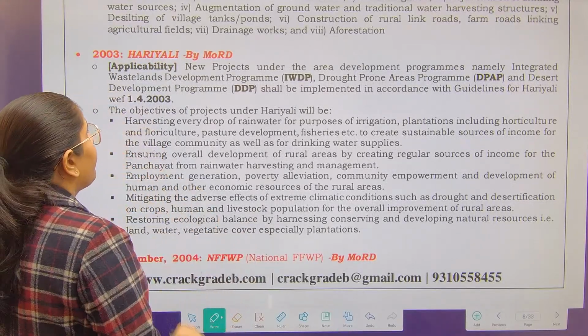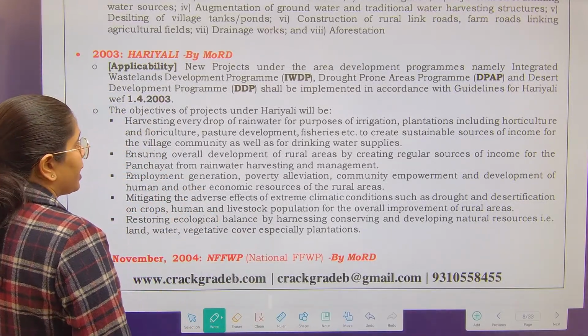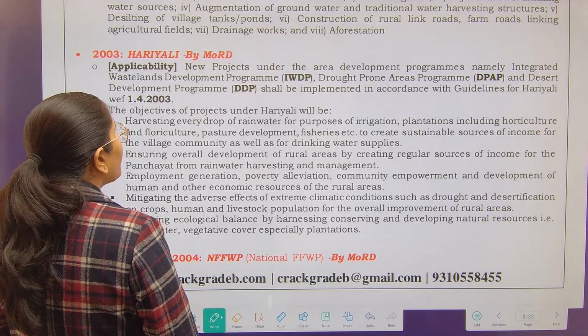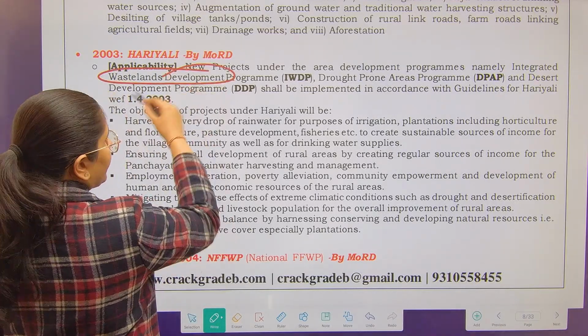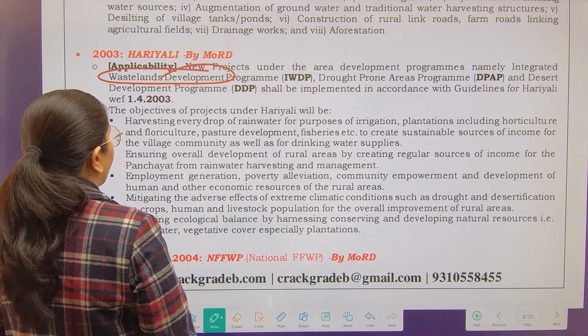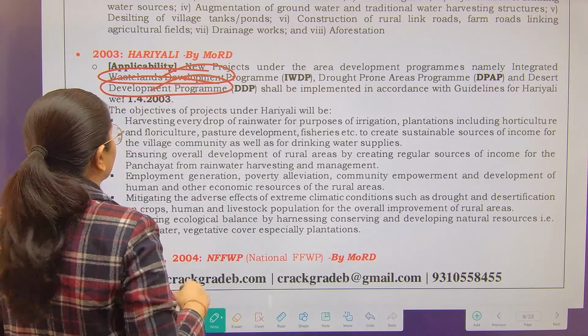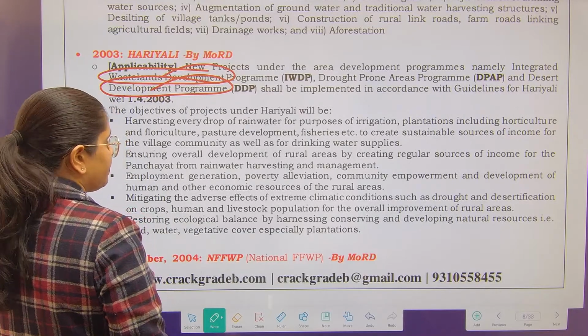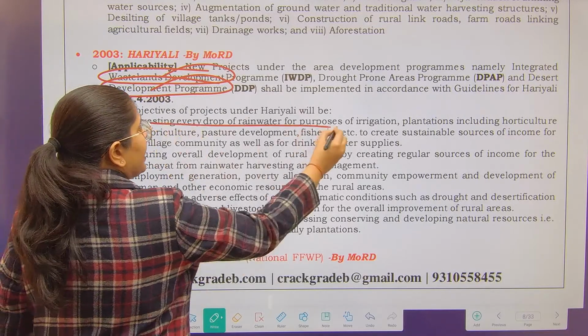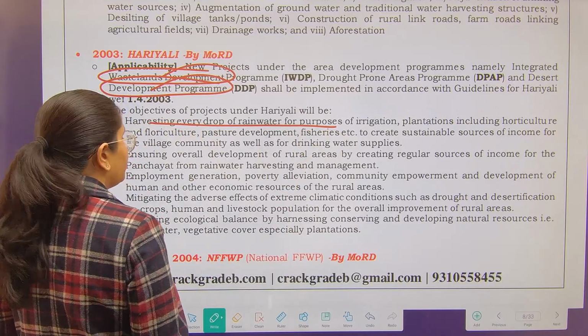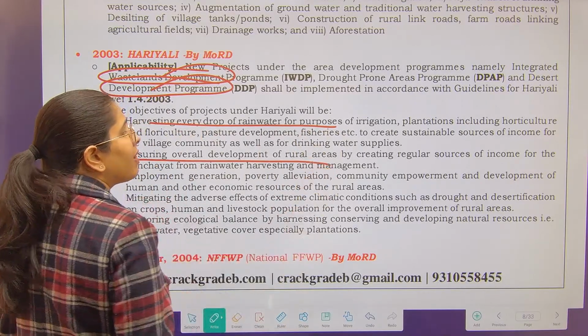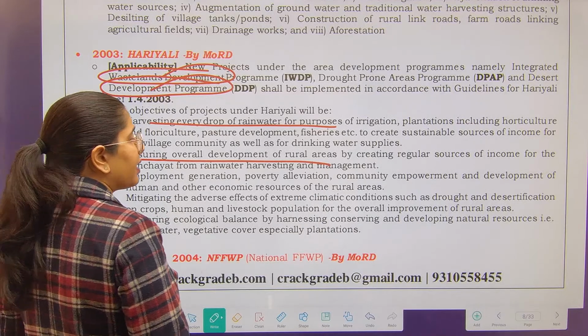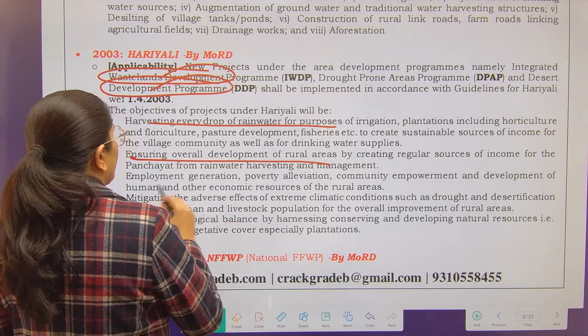Ministry of Rural Development launched a scheme called Haryali. Here what they are going to do is wasteland development, drought prone areas development, and desert development, and this was implemented from 2003. What were the projects? Harvesting every drop of rainwater, ensuring overall development of rural areas by creating regular sources of income.